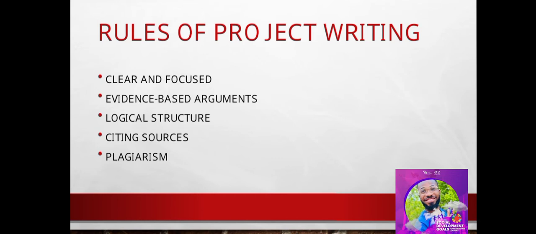Then we have citing sources. It's important that whatever you pen down, like I said, evidence-based argument, you have to cite these sources. If you pick a particular statement about spoilage of purple in a particular work, you have to cite the source. If it's Obu John Emmanuel that wrote it, you write Obu, comma, the year he did it. That's citations.